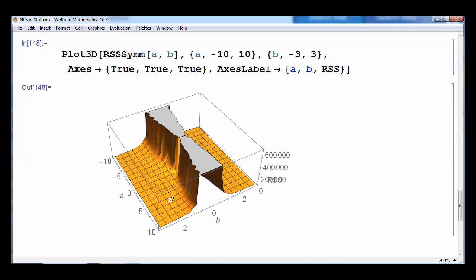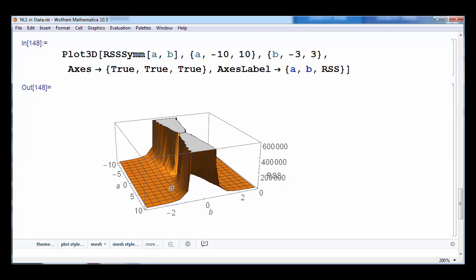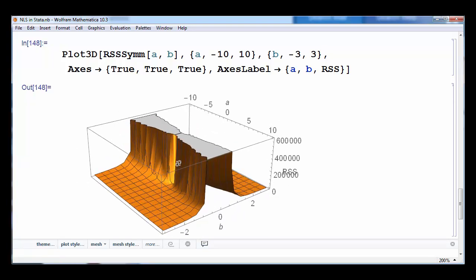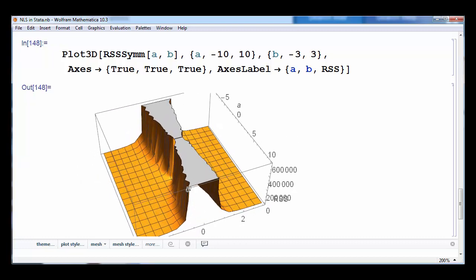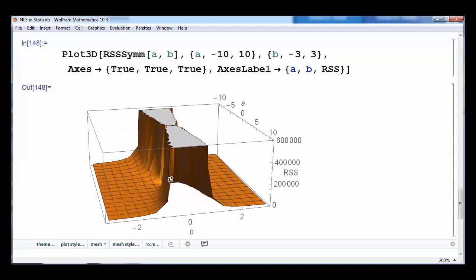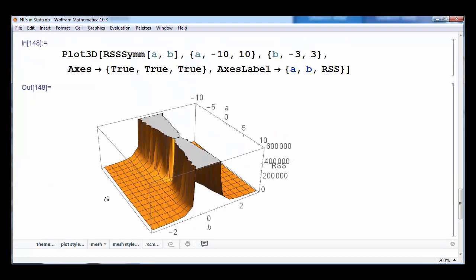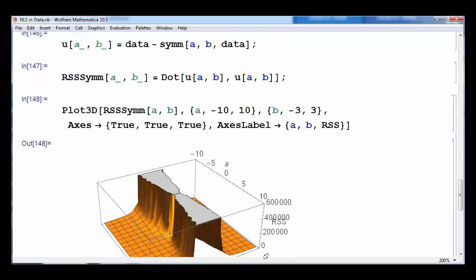And finally, we have the plot, the 3D plot of that function. And as you can see, there is this clear ridge which separates two regions. And if your initial point is to the left of that ridge, the minimum will be to the left, and correspondingly, if the initial point is to the right of the ridge, then the minimum will be to the right. This is all about illustration in Mathematica.